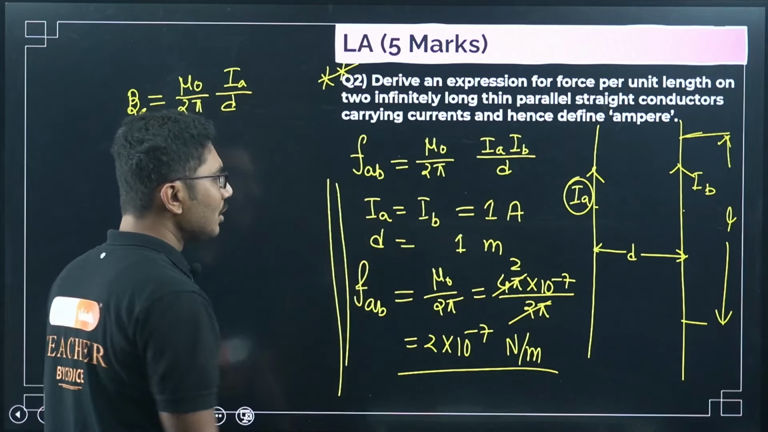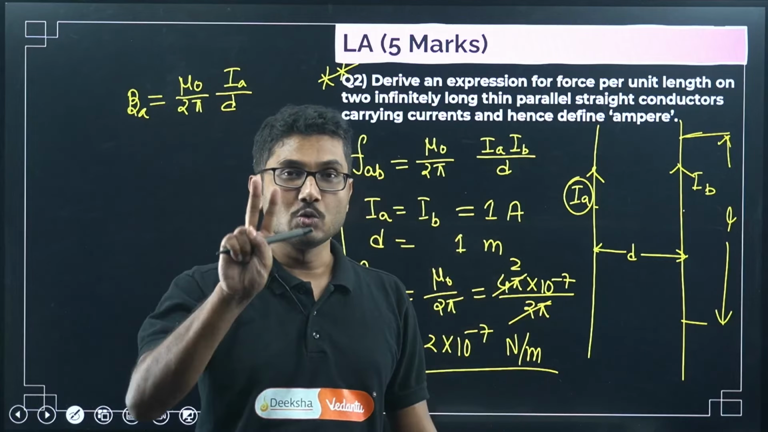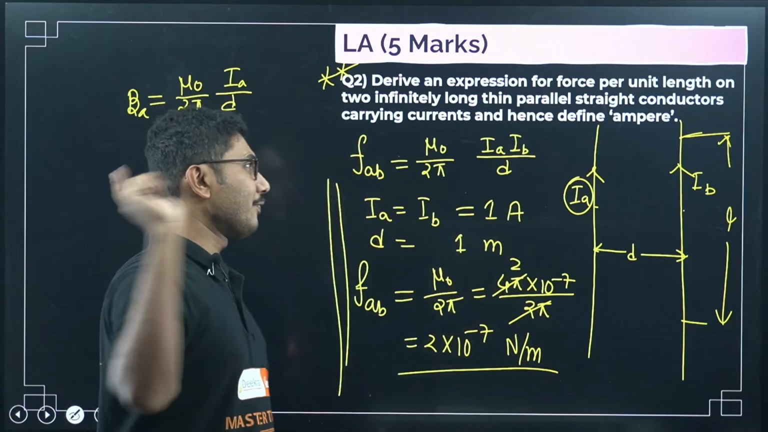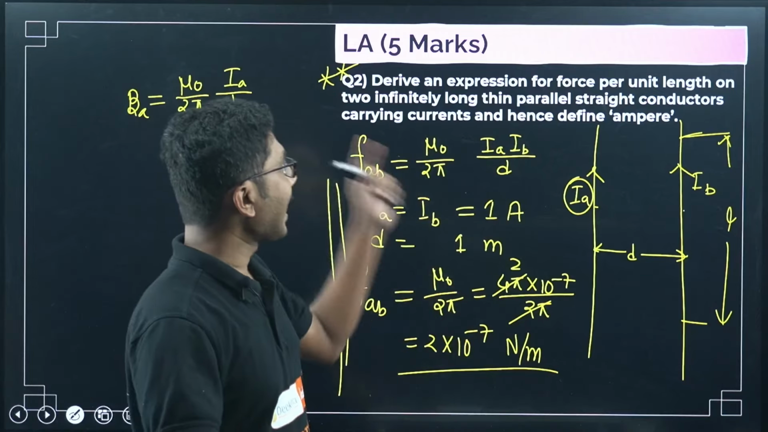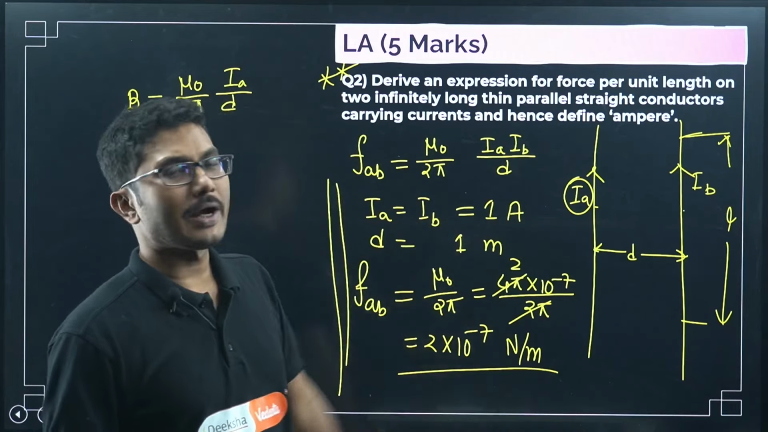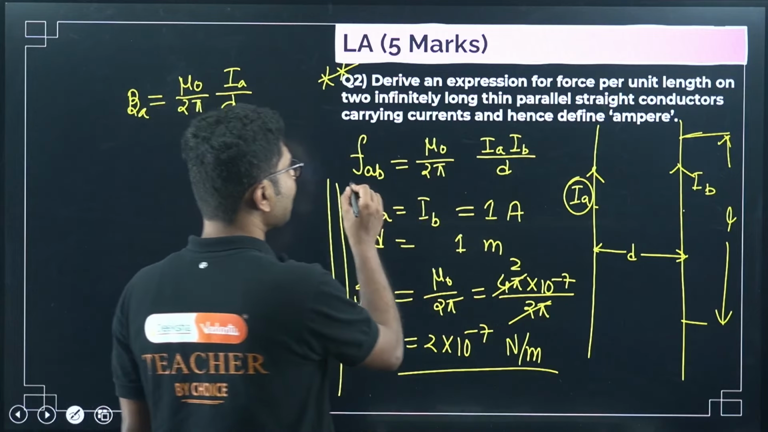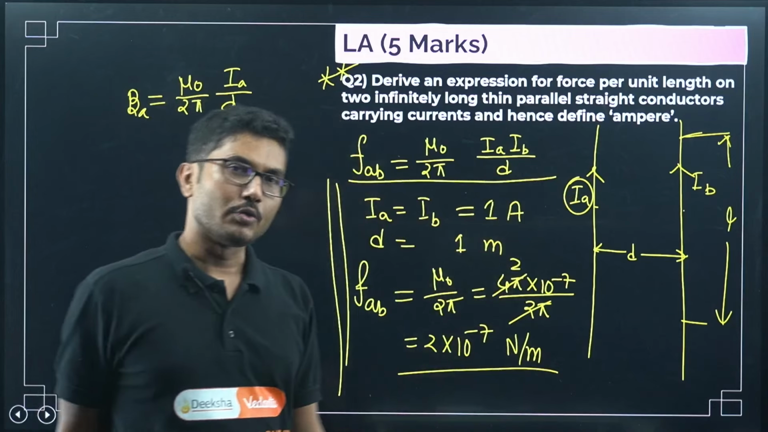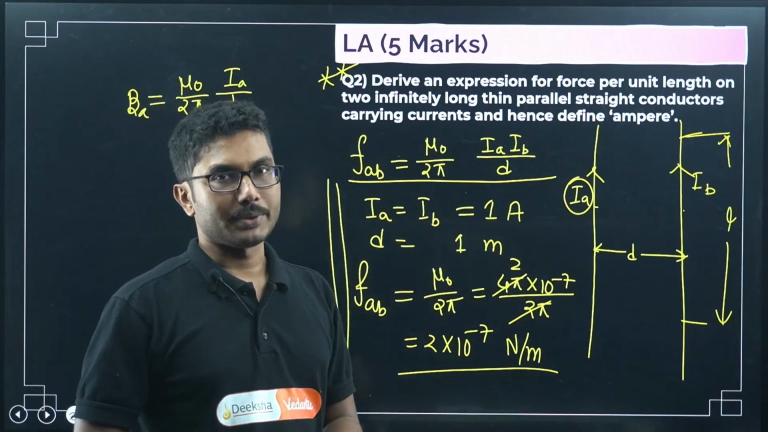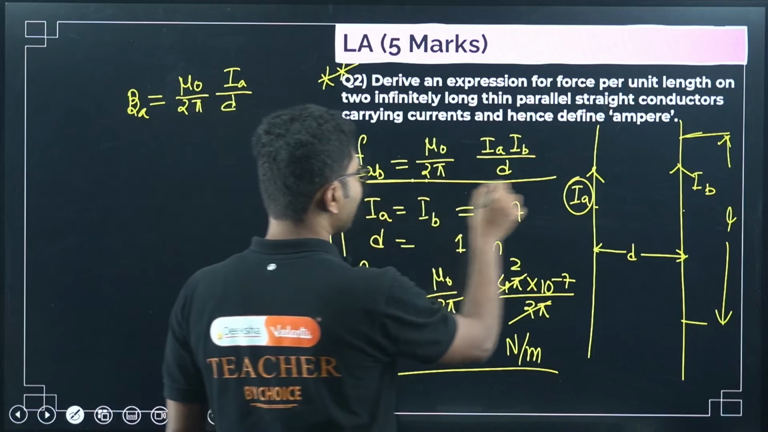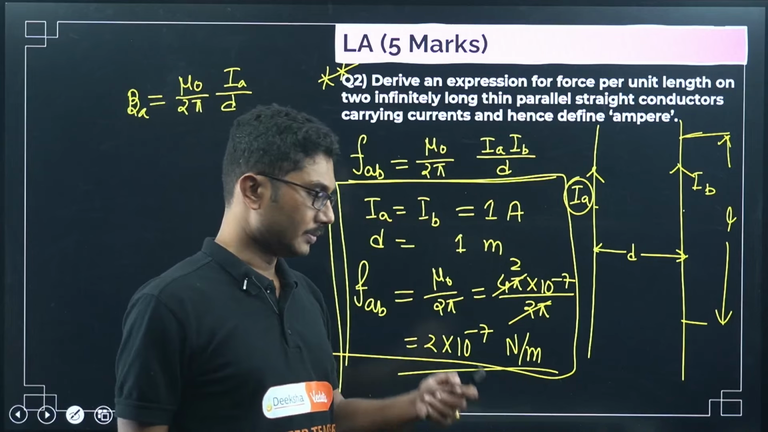Most students do not define ampere properly. Some students skip it. It has 2 marks. If you are lucky, maybe 1 mark. If you are unlucky, 2 marks. Most students do not define ampere from this derivation. Up to the derivation part, most students do it properly, but after the derivation is over, they are unable to define ampere. That's why I have taken this question. This is a very important question, and don't miss out on the definition of ampere.